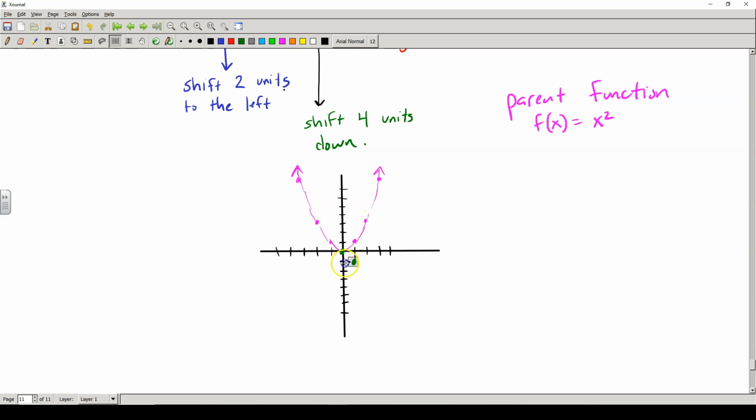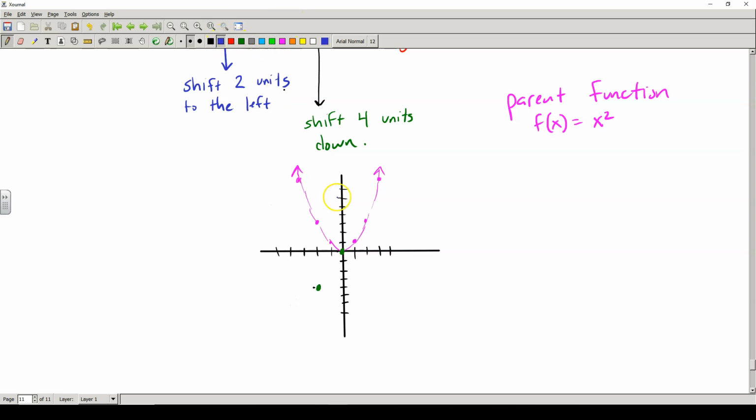I'm talking about this one right here. It's going to move to the left 2, and then it's going to move down 4. So left 2, down 1, 2, 3, 4. It's going to go right here. So it's going to move to that location.